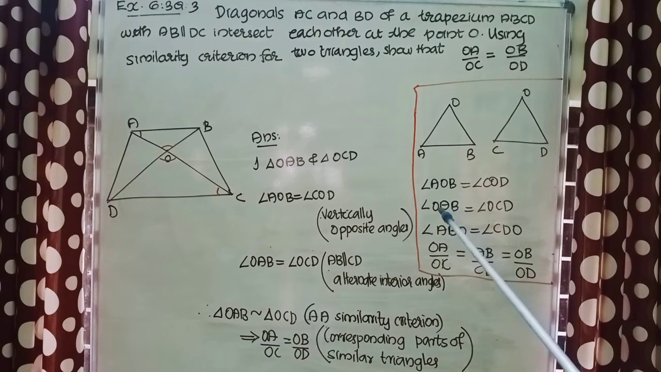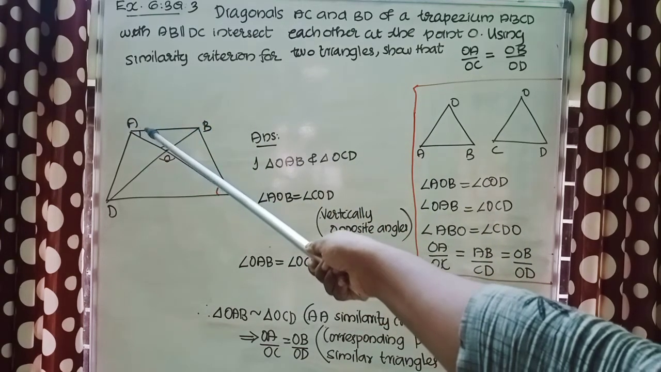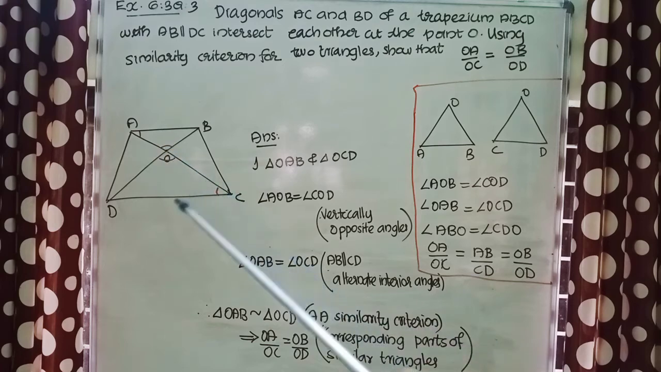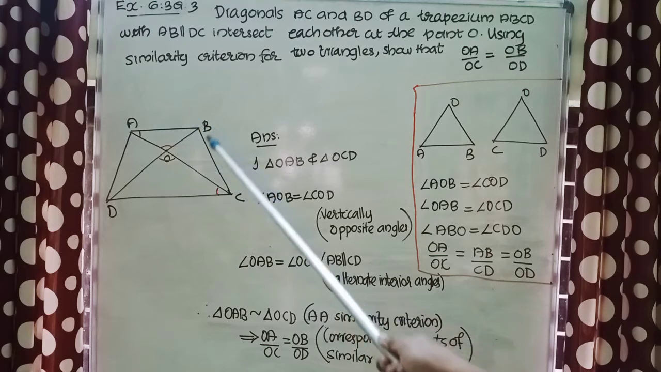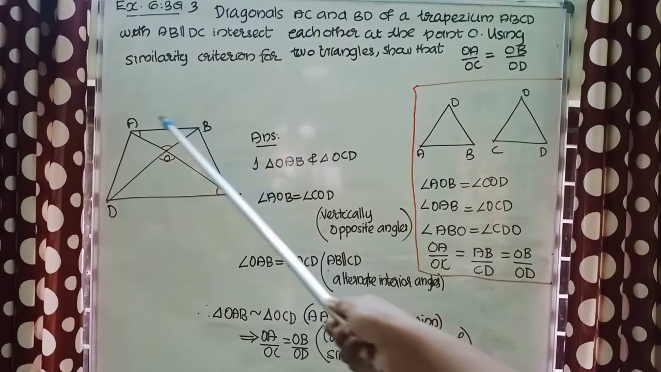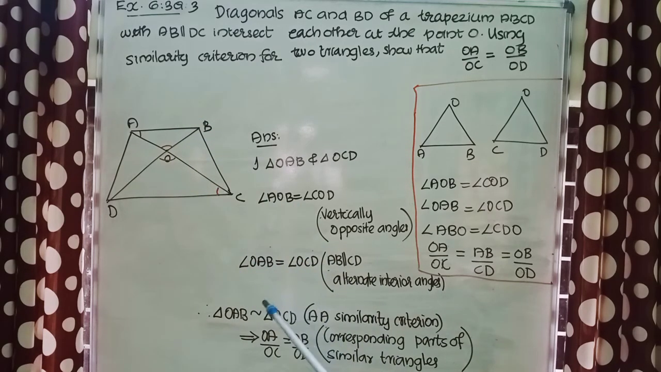Now you see the second angle is angle OAB equal to angle OCD. Let us check it is true or not. OAB I have marked there, it is angle A. OCD also I have marked here, it is angle C. We can say they are equal because they are alternate interior angles, because AB is parallel to CD. So we can write angle OAB equals angle OCD. AB parallel to CD and they are alternate interior angles.